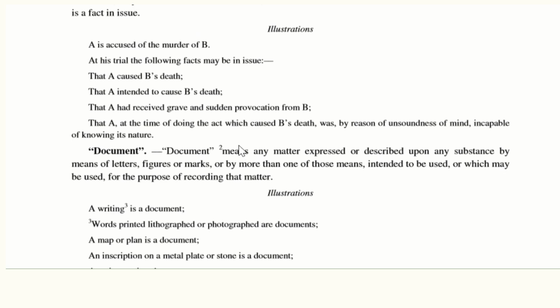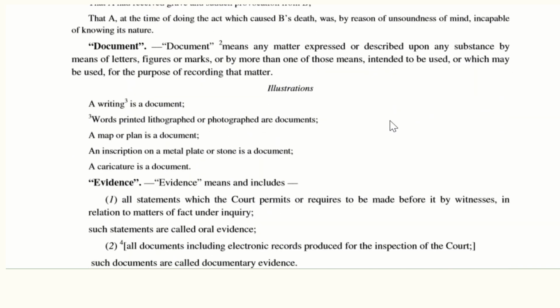Now, the next is document. What they say is, document means any matter expressed or described upon any substance by means of letters, figures or marks, or by more than one of those means. Now we can try to understand this in a simple manner. Any object it may be. It could be a tree, a chair, a plastic item, any substance. If there is a letter in that item, a figure, a mark, or a combination of all these things, everything is a document.